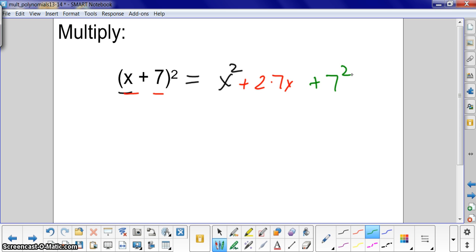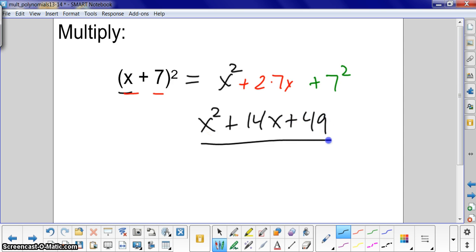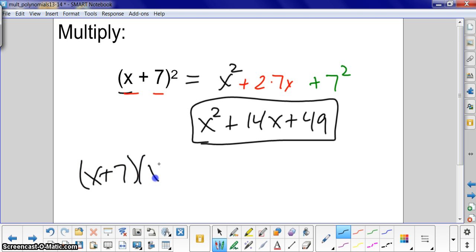So let me clean this up a little bit. I get x squared plus 14x plus 49. And if you don't believe me, go ahead and put me on pause and actually multiply out (x + 7) times (x + 7) and see what you get. I think you'll get the same thing.